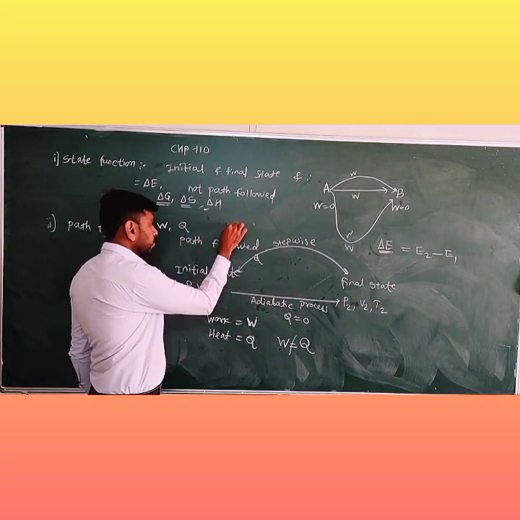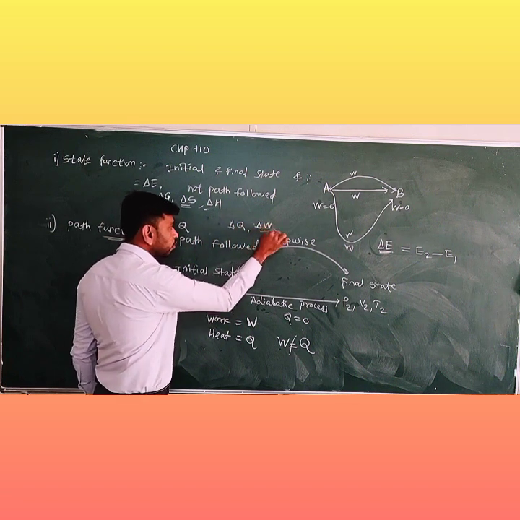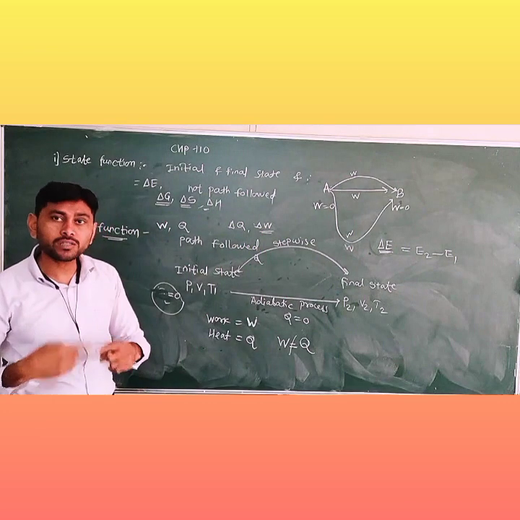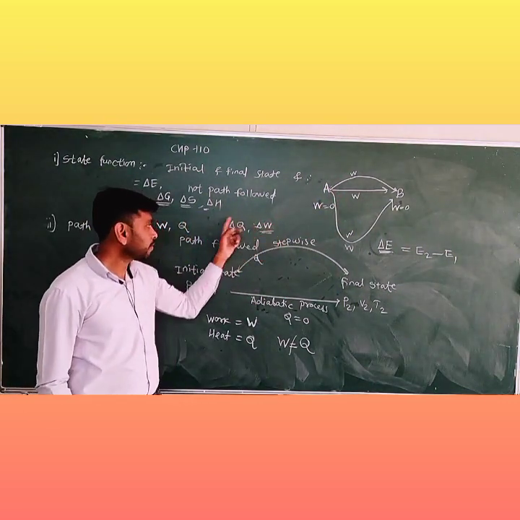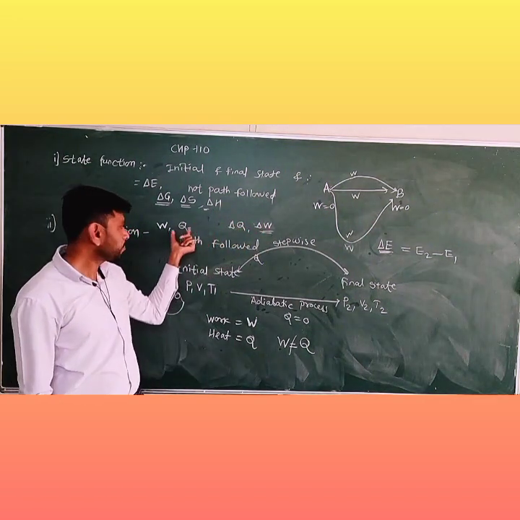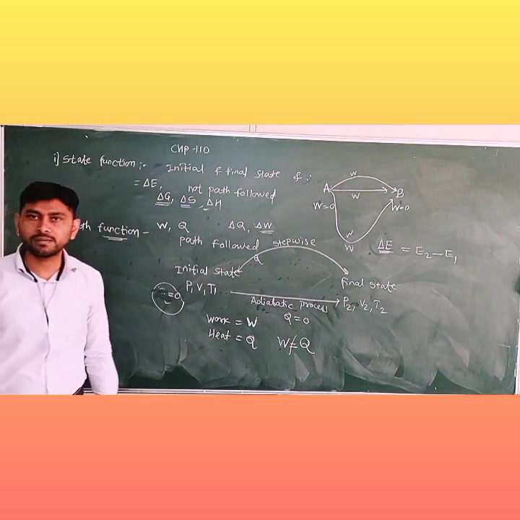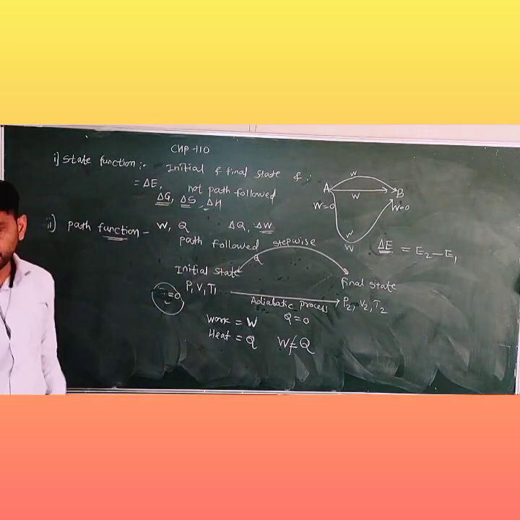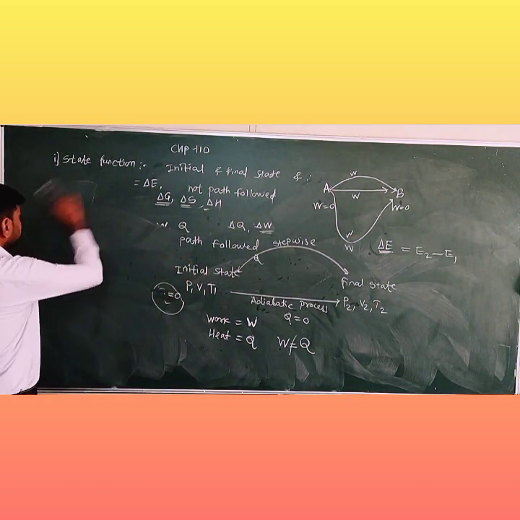So that's why quantities such as delta Q and delta W have no values, because they occur only during the process and not in the initial and final state. That's why they are not represented by this delta symbol. They are always represented by the total quantity, and state functions are always represented by the difference. Okay, so this is about state function and path function.